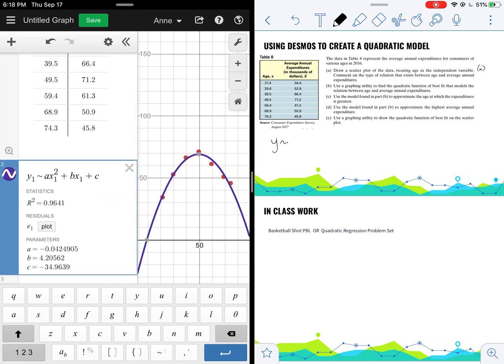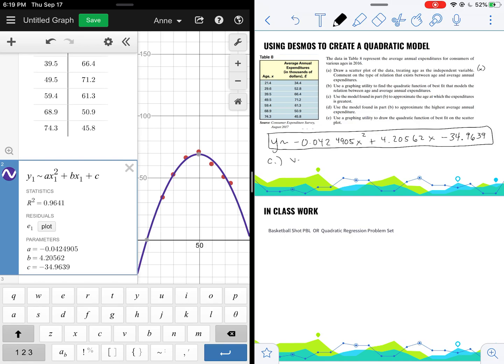Now Desmos is saying that our parabola of best fit is y approximately equal to a, where a is negative 0.0424905, times x squared, plus b, where b is 4.20562, times x, plus c, where c is negative 34.9639. So that's the equation for our parabola of best fit, just from using Desmos. We got our quadratic function of best fit.